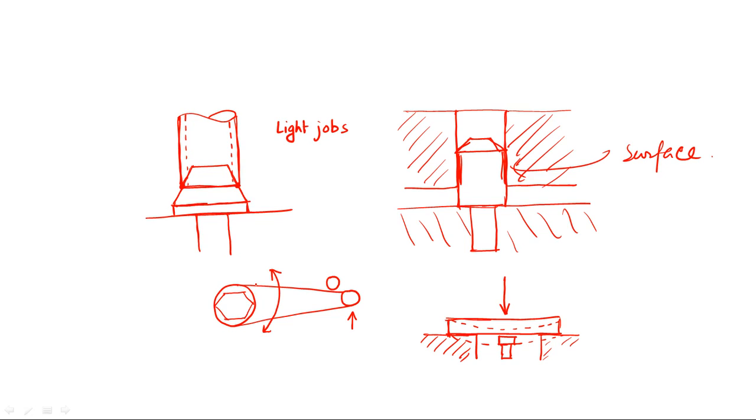The clamping should be foolproof, so that during the operation the product will not come out from the device. The clamping system must be reliable and safe, and another thing is low cost, because if the cost increases, then the total machining cost will also increase.